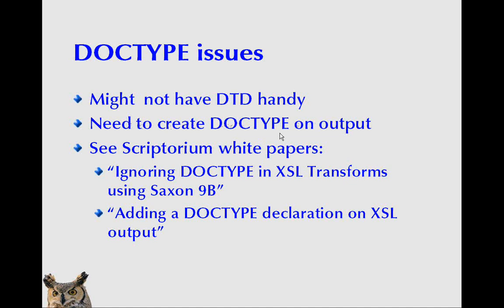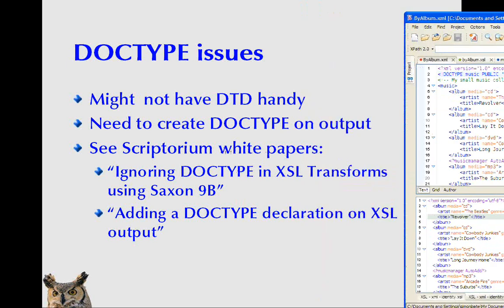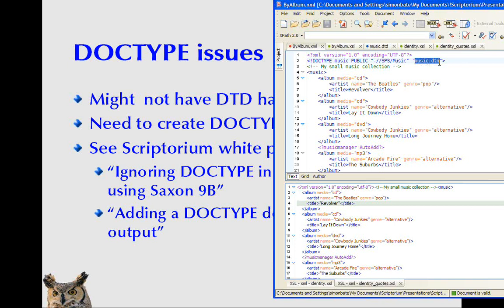Well, I'm not going to go right into how you deal with it directly, but I just wanted to point out that there are 2 Scriptorium white papers I created. You can go to our site and see these, and one of them is, when you're doing XSL transforms, how to ignore the DOCTYPE. Because if this music DTD file didn't exist when I ran any of these transforms, the parser would complain, and I wouldn't be able to get any further.